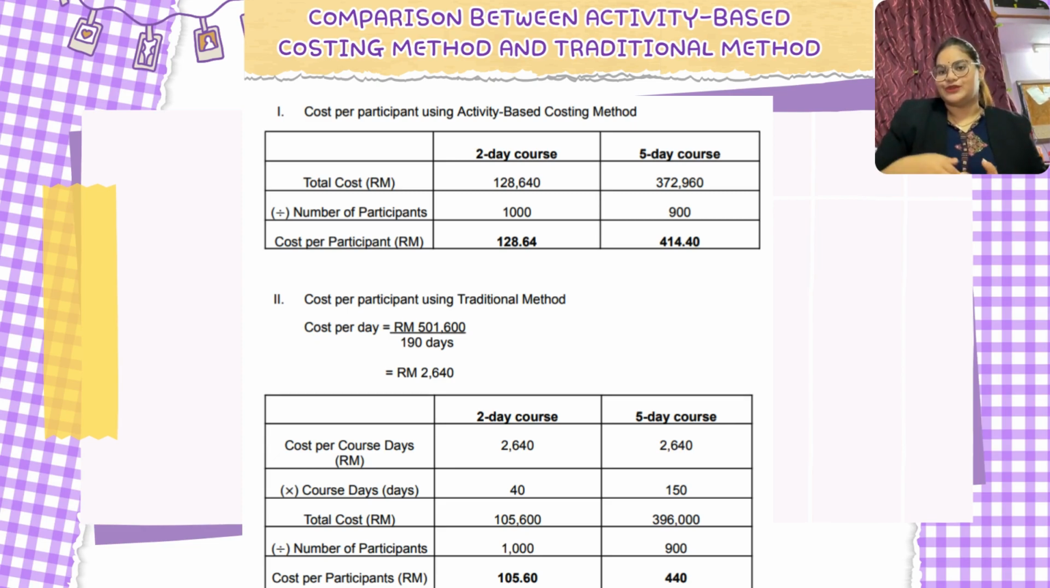Gemilang Company has used both traditional costing and activity-based costing to calculate its cost per participant. So for cost per participant using activity-based costing, we take the total divided by its number of participants, and we get 128.64 for the 2-day course and 414.40 for the 5-day course. And for the traditional method, we get 105.60 for the 2-day course and 440 for the 5-day course.